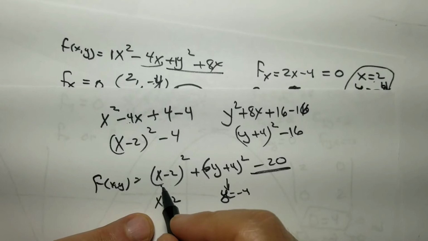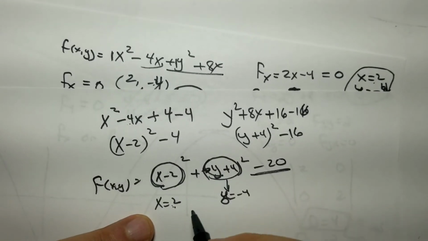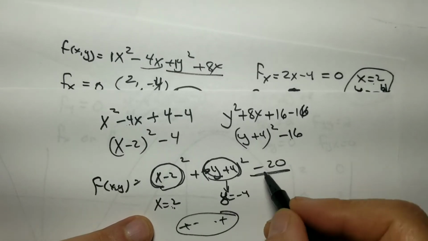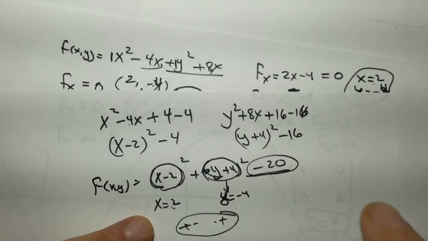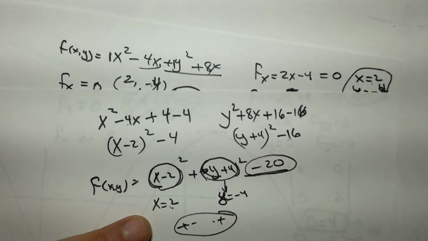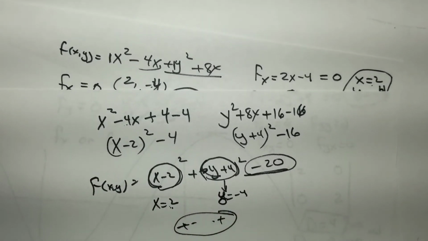But no matter what x is, anything other than 2, when you square it, it becomes positive. Therefore, you have 2 positive numbers. When you add 2 positive numbers, it becomes positive. And then when you subtract 20 from it, it's going to be greater than negative 20. Therefore, 2 and negative 4 is going to give you the minimum value. And that's it. You can do complete the square.